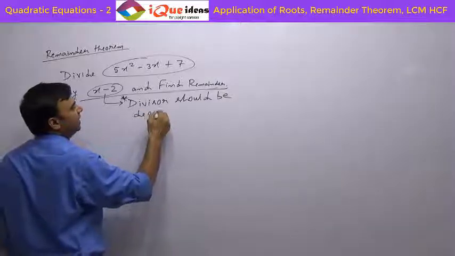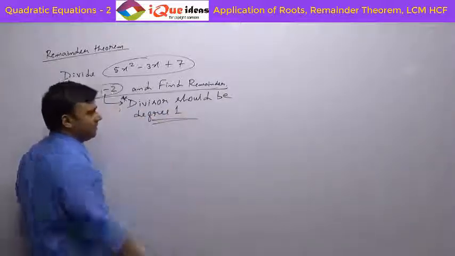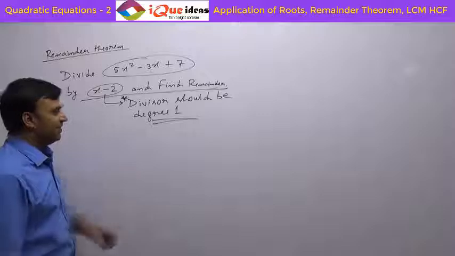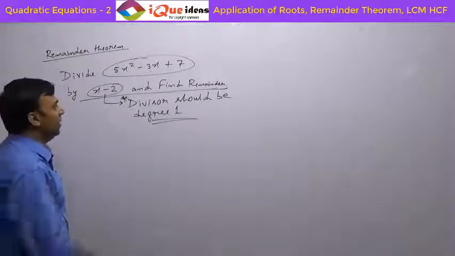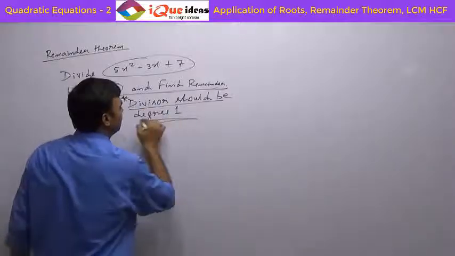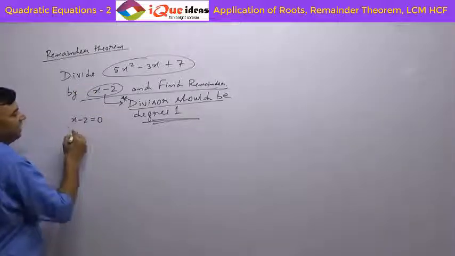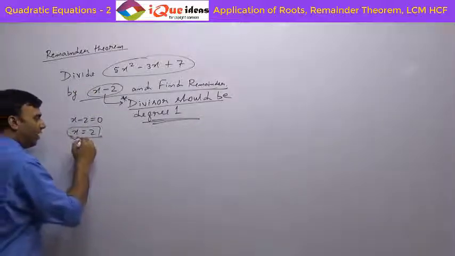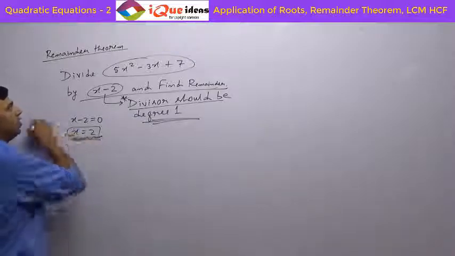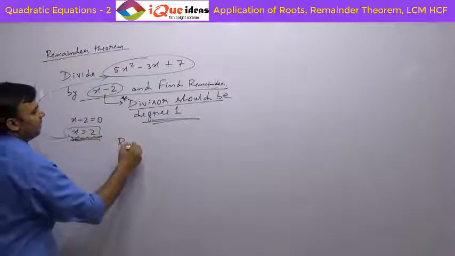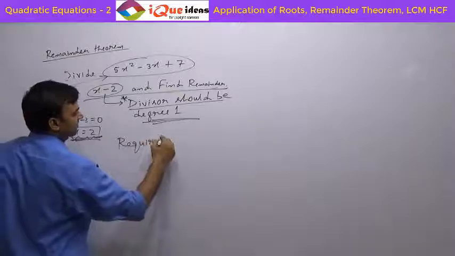Divisor should be of degree 1. Just remember that. Only in that case, you can use a very simple rule. Whenever the divisor is of degree 1, simply equate the divisor to 0. You get a value of x from there. Whatever value of x you get, put it in this expression, and that will be the required remainder.